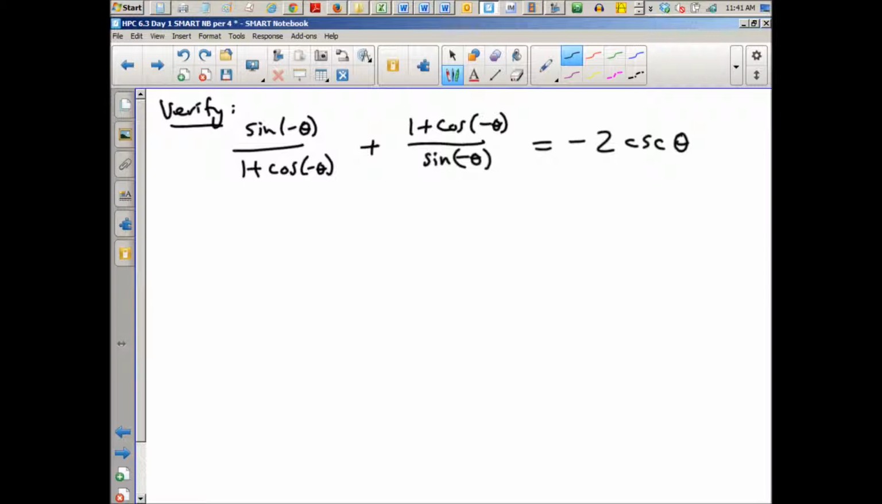Okay, I don't see a ton of ways to do this problem. I see pretty much one way to do this. I've got to get rid of those negative thetas. I can't handle those. That's going to drive me crazy. So what are we supposed to do with the sine? Pull it out, right?